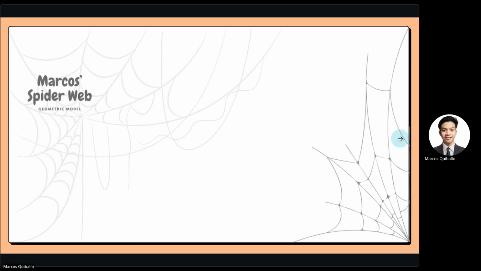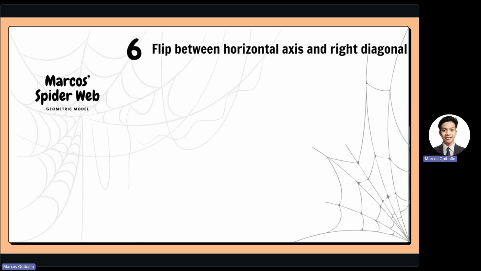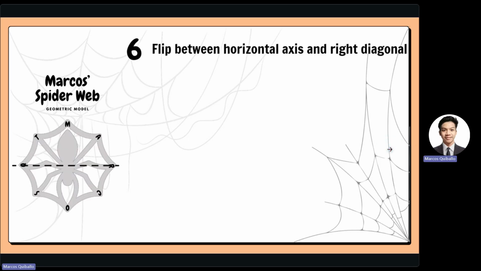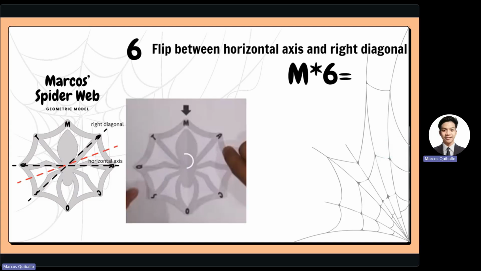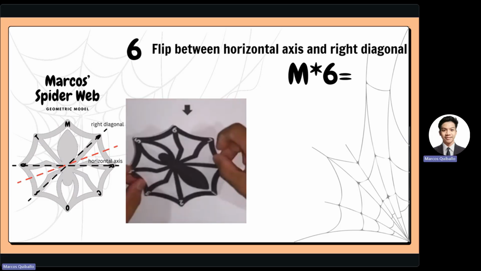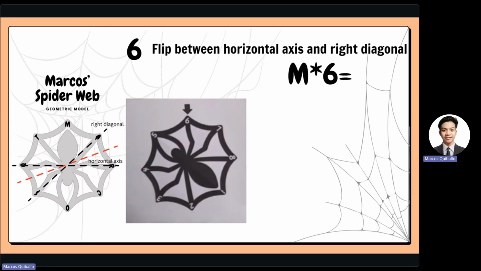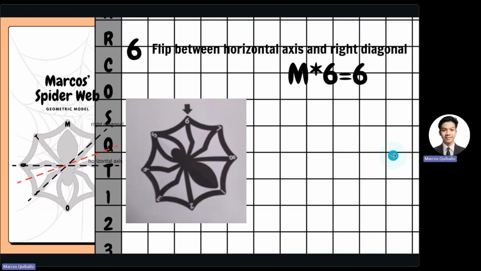Next one, for 6. 6 is defined as a flip between the horizontal axis and the right diagonal. The broken line represents the flipping between horizontal axis and right diagonal. So M star 6 is equal to, let's see in the video. M, we flip between horizontal axis and right diagonal, so our resulting element is number 6. So this is our table.